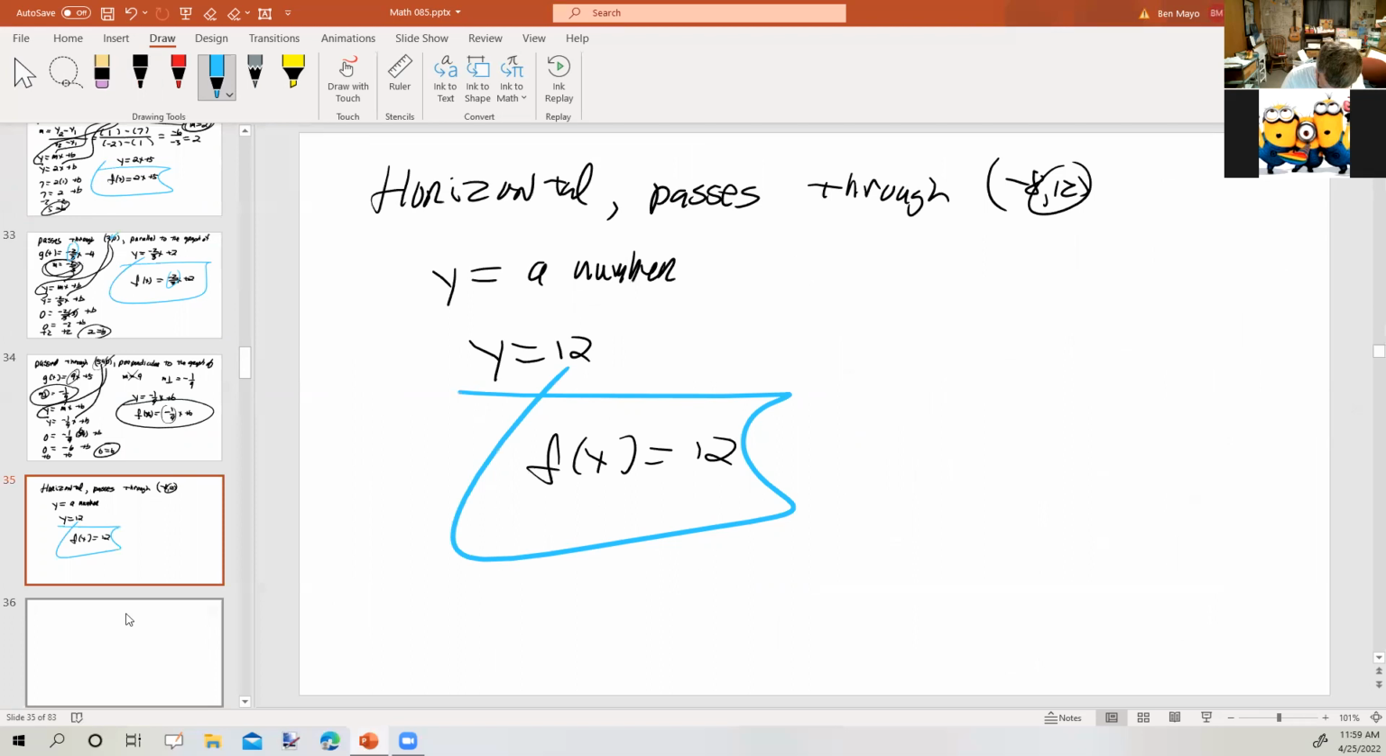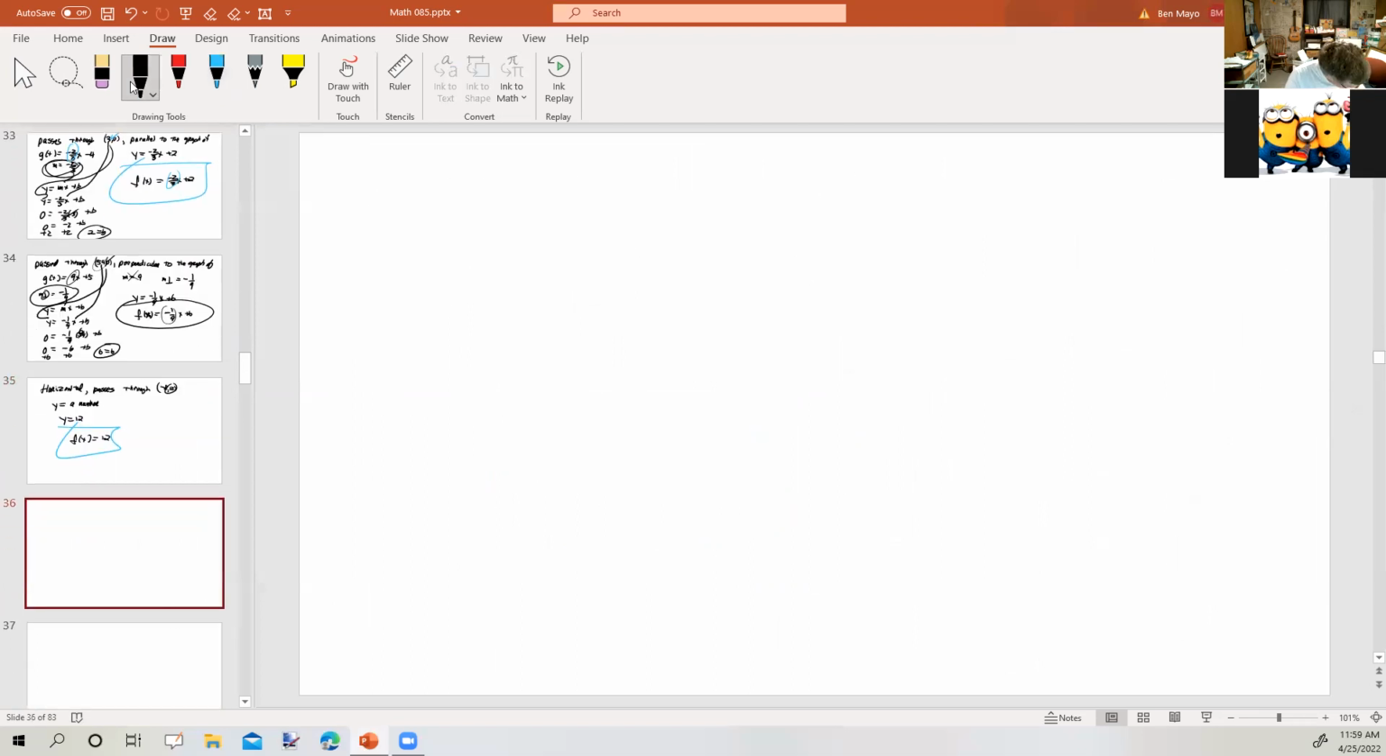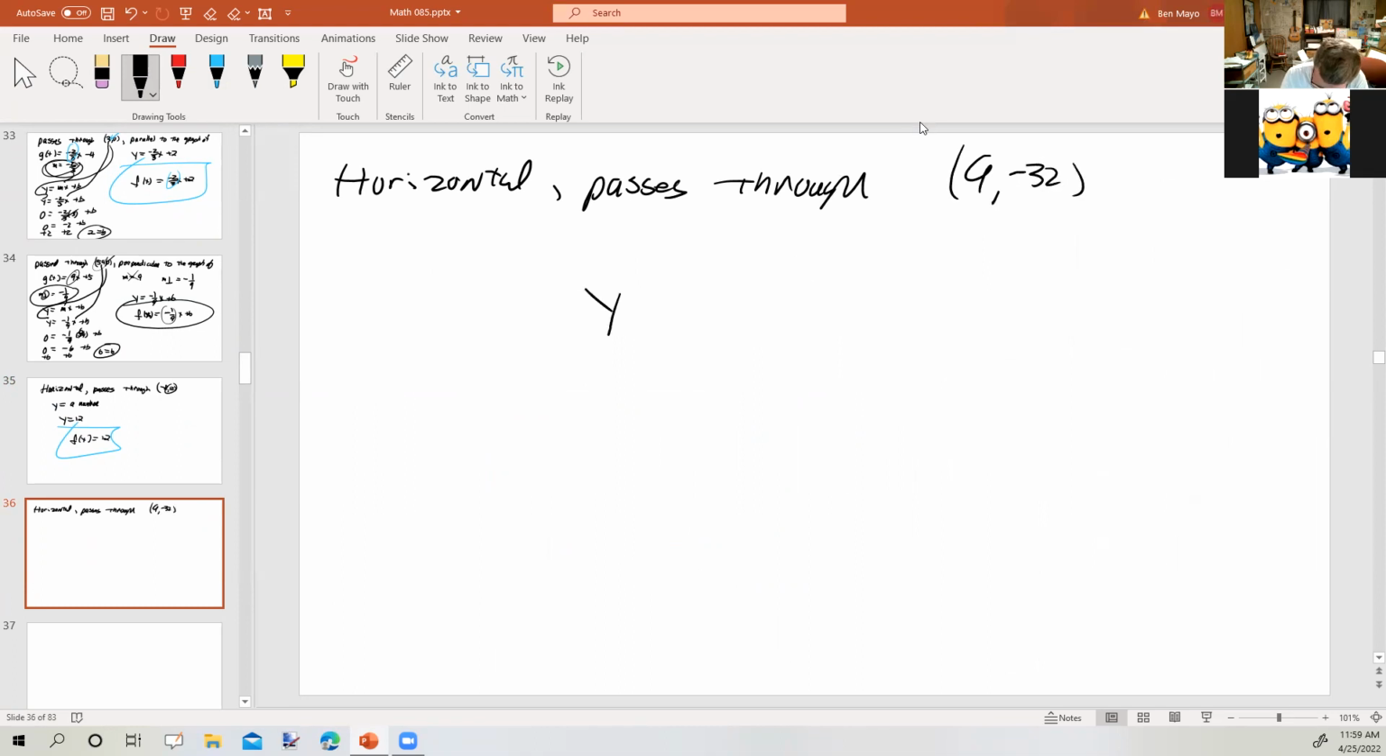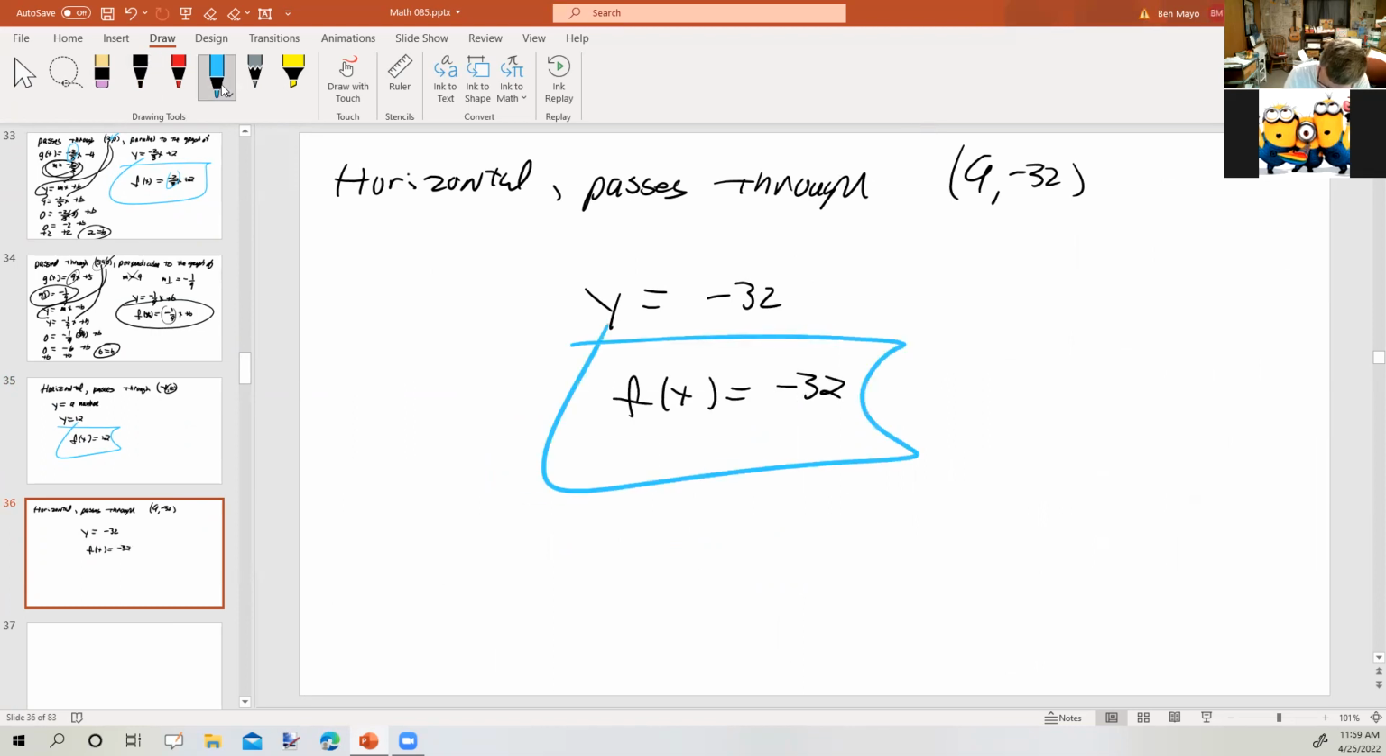Let's look at another one of those. This is horizontal, and it passes through (0.9, -32). So that would be y equals a number, y equals -32, f of x equals -32. Okay. Any questions about that?